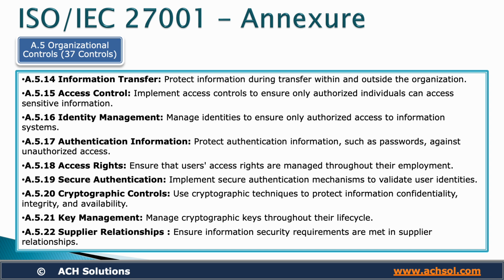So let's get started with the first one, which is A.5.14, which is information transfer. This control asks the organization to protect information during transfer within and outside the organization. Now, information transfer is a very common exercise which happens almost all the time in any company, that you are always transferring information.